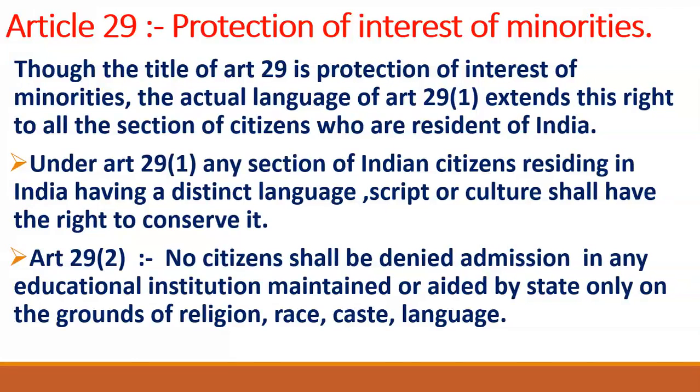So let's study it. Under Article 29 Clause 1, any section of Indian citizens residing in India having a distinct language, script or culture shall have the right to conserve it. Now what is the meaning of section of Indian citizens? It means a group of Indian citizens. It can be a linguistic group, it can be a religious group. For example, Hindu is also a section of Indian citizens, Islam is also a section of Indian citizens. Similarly, Tamil speaking people, Hindi speaking people. So it denotes a group of Indian citizens, and these people have to be Indian citizens.